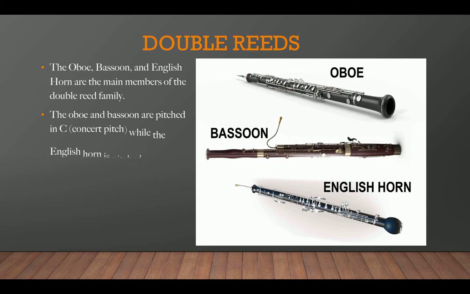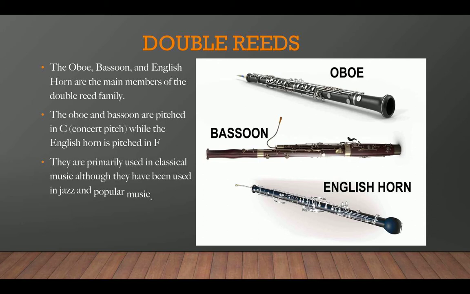So, the oboe and the bassoon are pitched in concert pitch, which is C. The English horn is pitched in F, kind of like the French horn. So, they are primarily used in classical music, although they have been used in jazz and popular music.